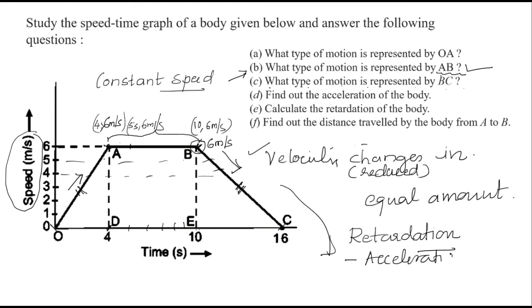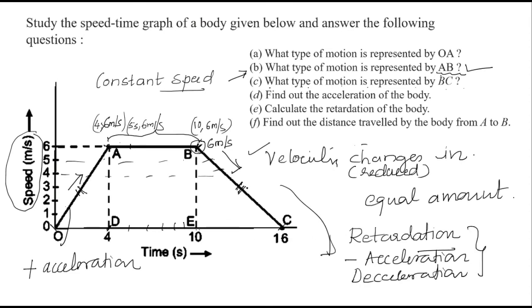Please remember this. So if the velocity increases, it's a positive acceleration or simply an acceleration. If the velocity reduces in equal amount of time, it's again uniform acceleration, but it's negative here, right? And this is also called as deceleration. So all these three names are same. Either you can call this portion as retardation or negative acceleration or deceleration, because here velocity reduces. This is a very important concept, right?